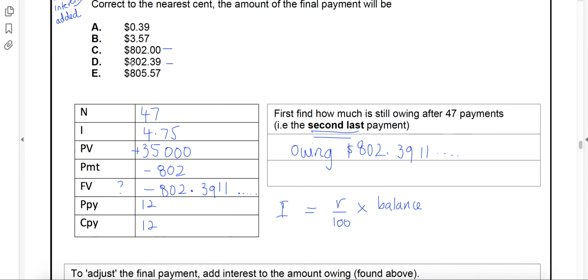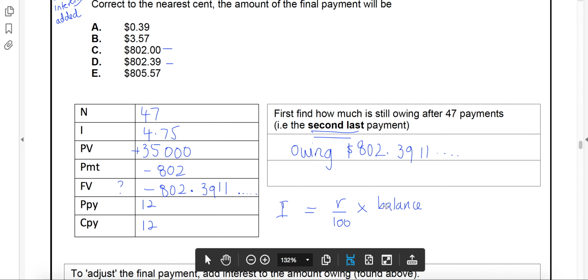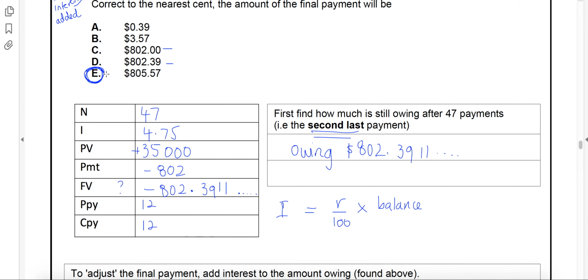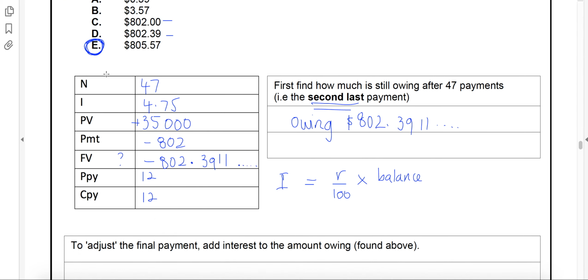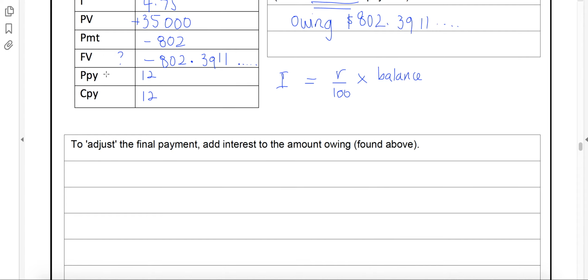And if you have a look over here, there's actually only one value that's higher than this last balance of the loan, and that's this one. So I know that has to be the answer. If I was short on time and I didn't have time to actually calculate it, I would circle that one. To show how we get $805.57, however, I'm going to show you how we add the interest on.